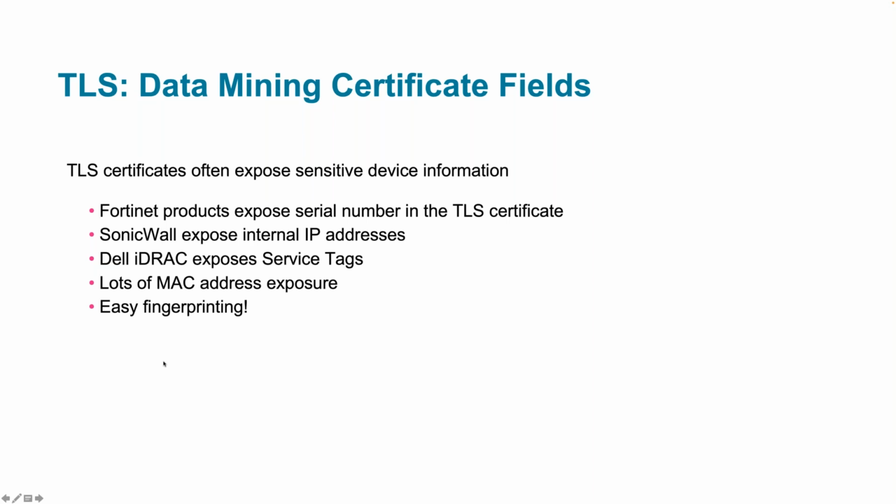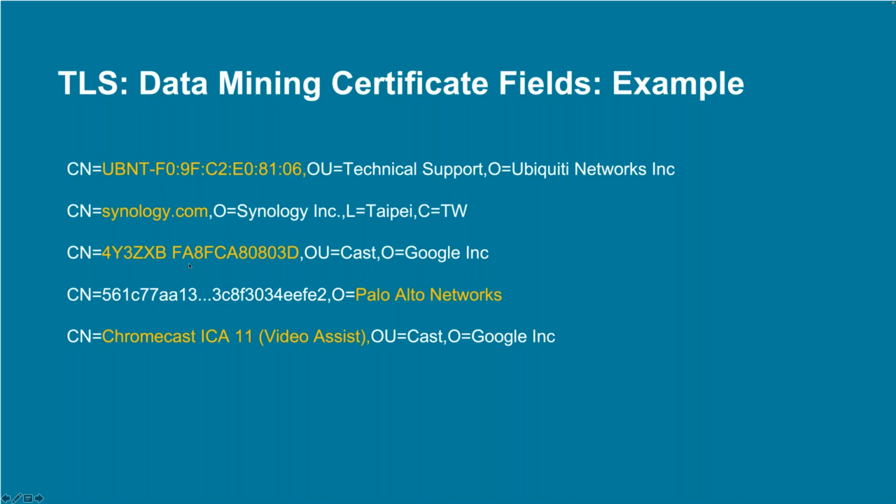So this is an example. This one is Synology, and this one is Google. We got the serial number, and we got Palo Alto Networks. We can see there's a Chromecast version. So we can do data mining from different angles to combine and give you very complete information for the devices.